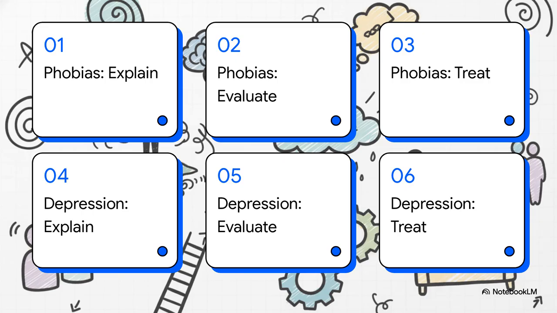Okay, so here's our game plan. First, we're tackling phobias. We'll unpack the behavioral explanation, really pull it apart to evaluate it, and then look at the treatments. After that, we're going to use that exact same structure for depression, but from the cognitive perspective. Let's get right into it.